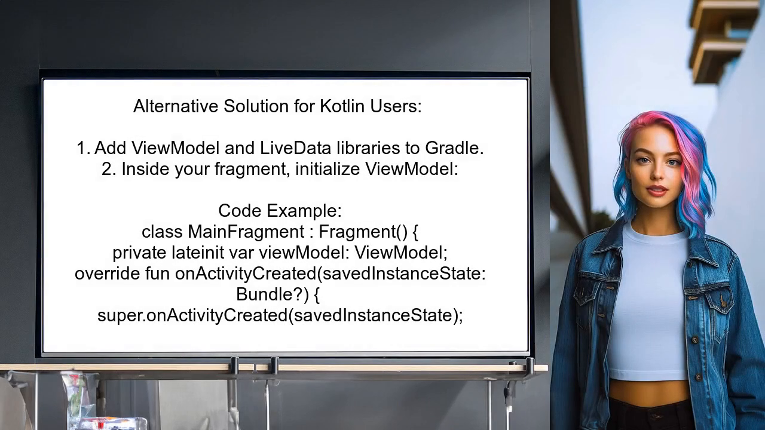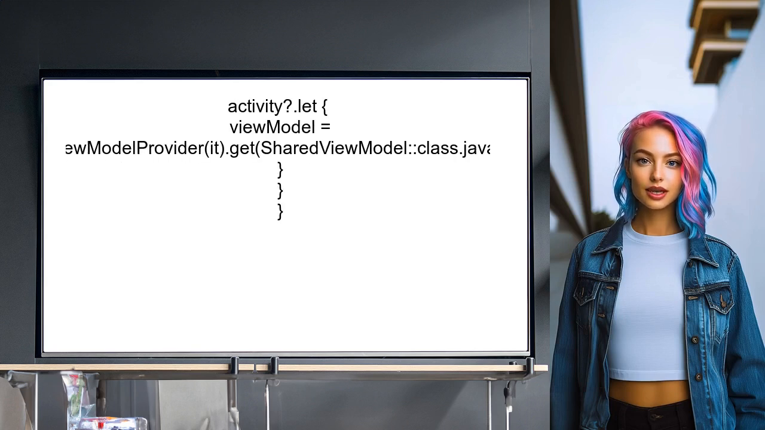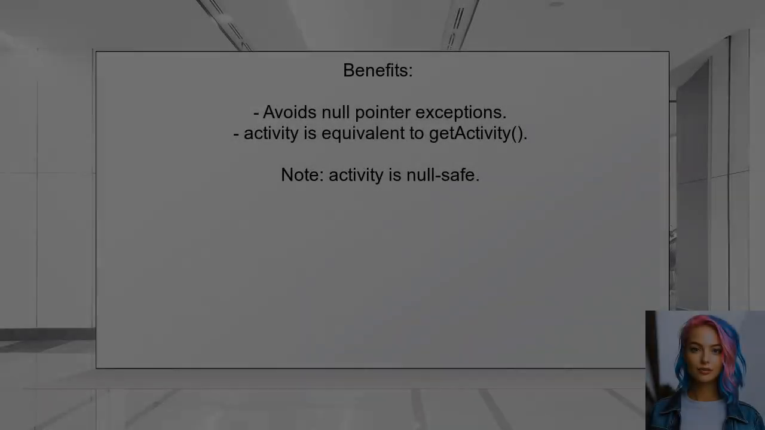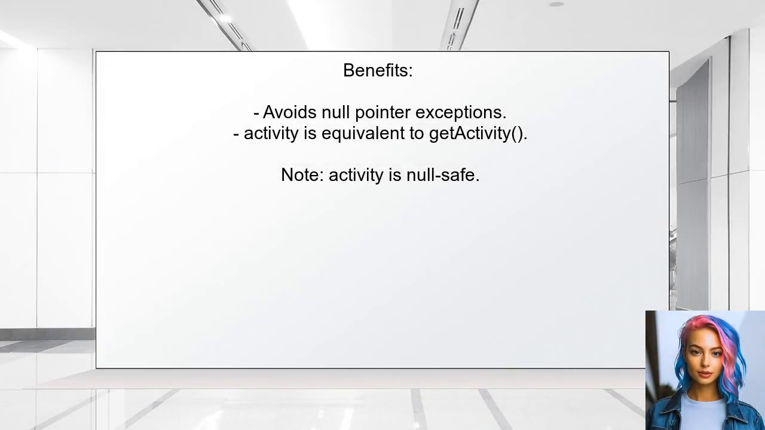An alternative approach for sharing data between fragments using ViewModel is suggested for Kotlin users. First, add the ViewModel and live data libraries to your Gradle file. Then, inside your fragment, you can call your ViewModel like this. Use the activity property to safely access the activity context and initialize your ViewModel. This method is a good practice as it helps avoid crashes due to null pointer exceptions. Additionally, it's noted that the activity property is equivalent to the getActivity method, which is marked as nullable in the Android SDK.